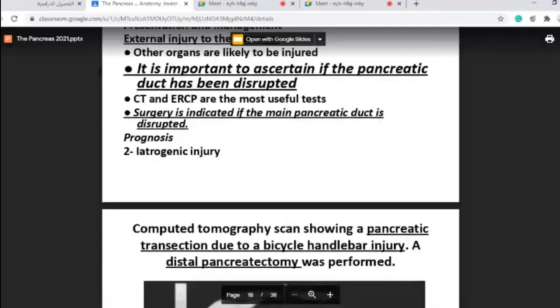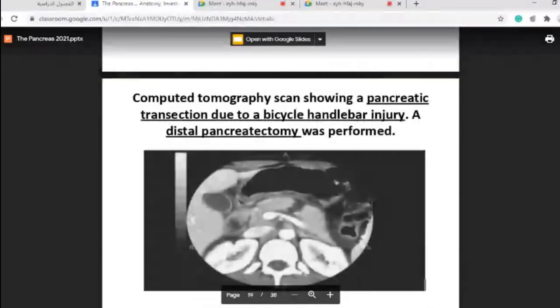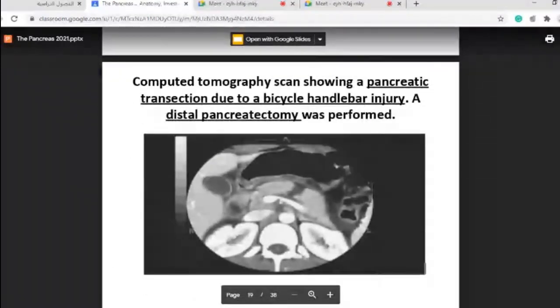This CT scan shows pancreatic transection due to a bicycle handlebar injury. This is a person on a bicycle who had trauma, and in fact there was transection of the pancreatic duct. This is treated by distal pancreatectomy.